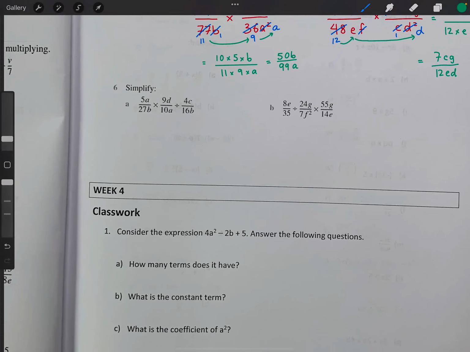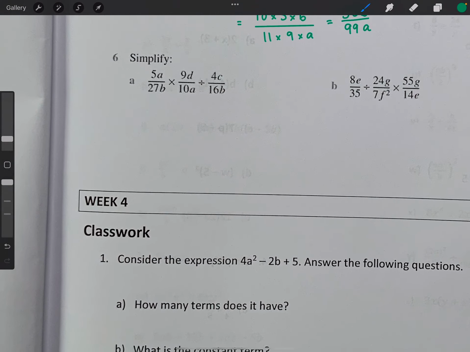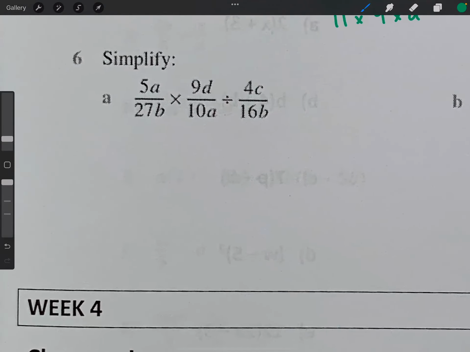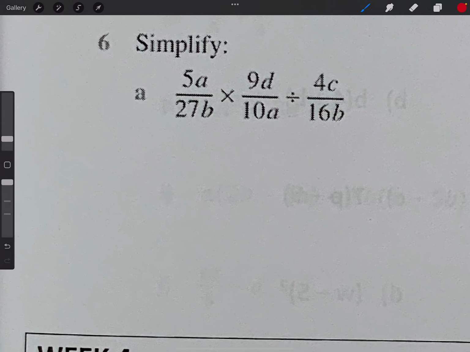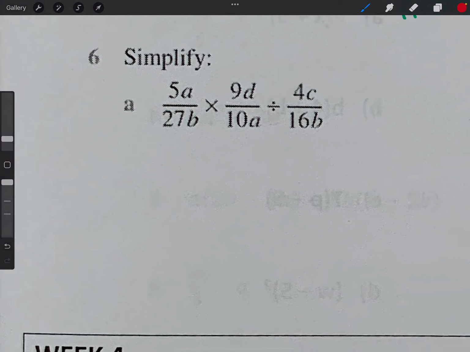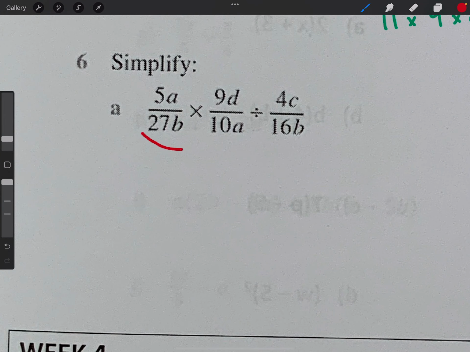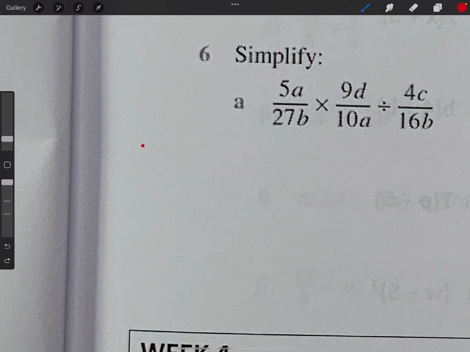Okay. Question 6. Alright, so for question 6, I'll do both of them. Now, question 6 says, alright, 5a. Just like in BODMAS, you have to do the left hand side first and then do the right hand side. So do step by step. So let's start with the first part.